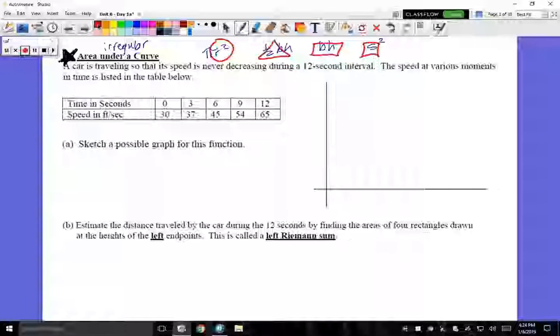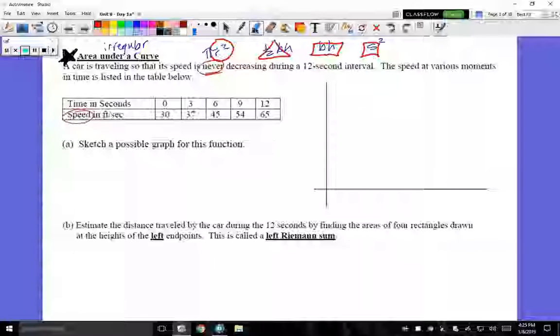So what I have here is a car traveling so that its speed is never decreasing. The speed here is showing that there are going to be velocities, or positive speeds. It's not going to be negative. It's not saying that it's going to be in a negative direction. But it says it's never decreasing over this 12-second interval.